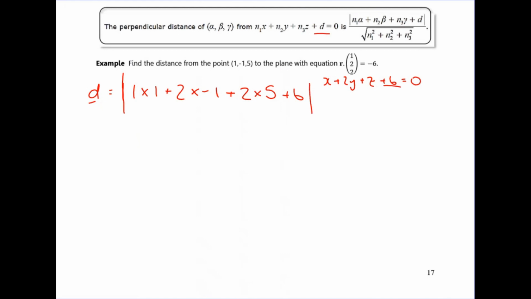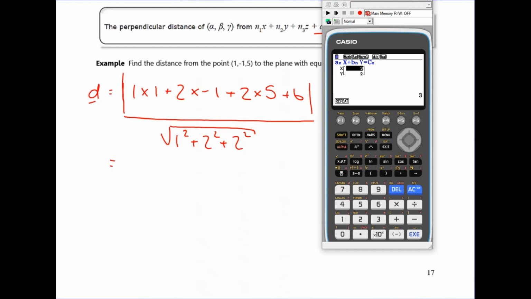Yeah, it should be 2. Over the magnitude of the normal vector, so n squared is 1 squared plus 2 squared plus 2 squared. Square root that. And then we're just going to type this into the calculator and see what we get.